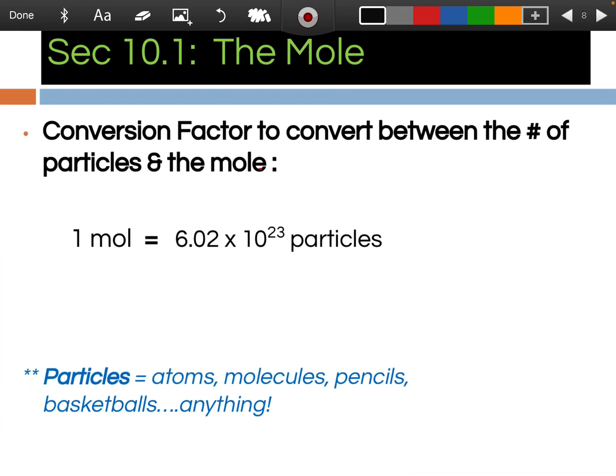The conversion factor to convert between particles and the mole is this. For every 1 mole is equal to 6.02 times 10 to the 23rd particles. And like we said, those particles could be atoms, molecules, pencils, basketballs, anything that you're referring to.